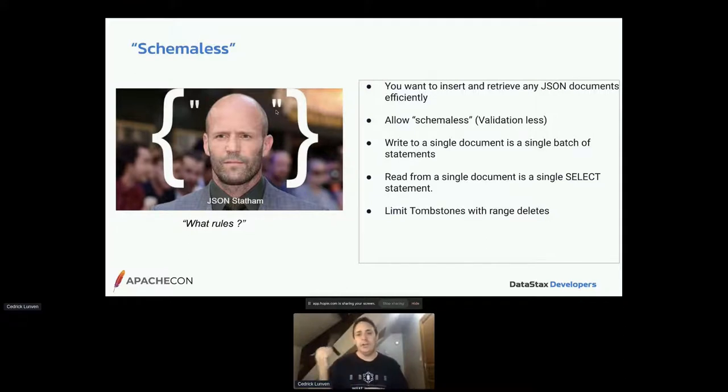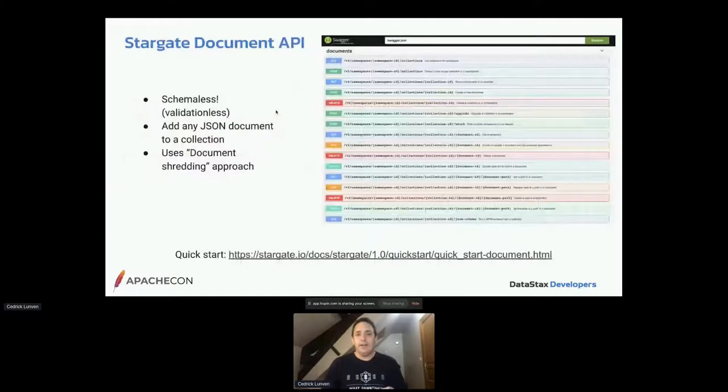You can write one single document or a batch of documents, and you will be able to select on every single field in your JSON, including the fields that are nested on multiple levels inside your JSON. And it's done in a way that will limit the tombstones. So, okay, question, how do you do that? Well, I will show you in a demo what the endpoints are, but you will store documents in collections.